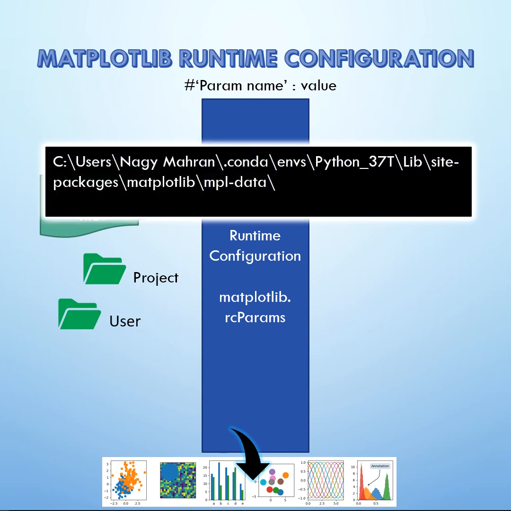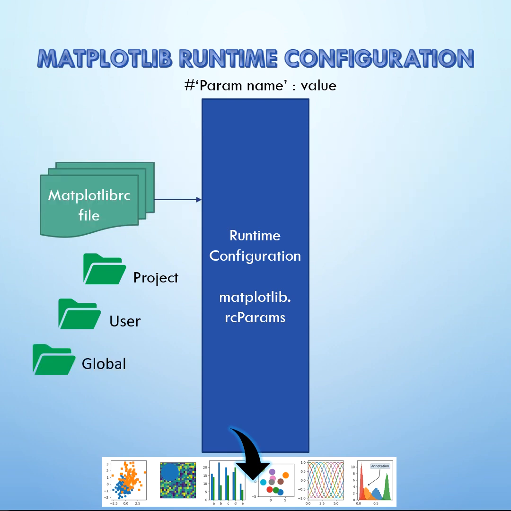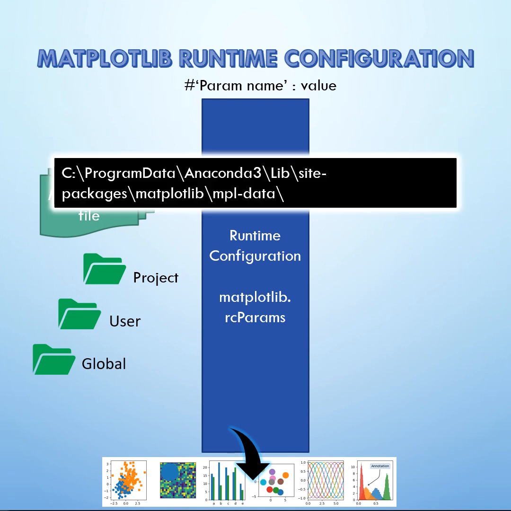In my case, as a Windows user, I found my user specific location in that folder. Then global. Global is the location where the Matplotlib RC file is used to configure Matplotlib for all the users on the same machine. In my case, I found it in this folder.